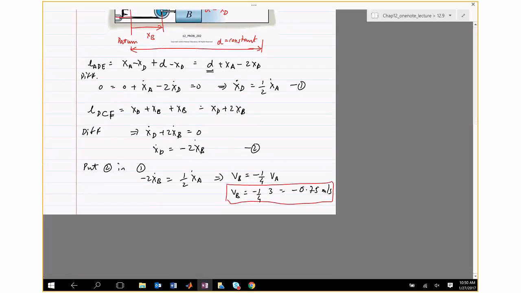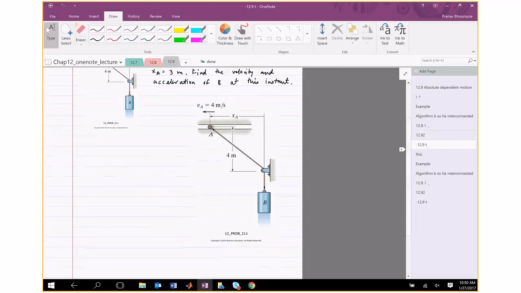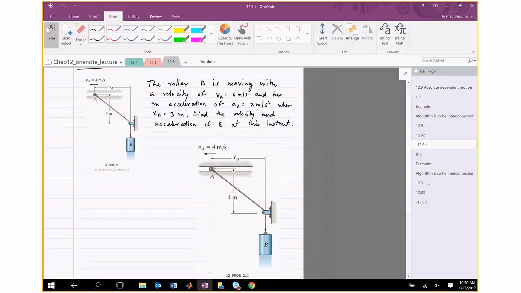So I'm out of time, but there was another problem I wanted to solve. I will solve this and post the notes, but I would recommend that you try this by yourself.